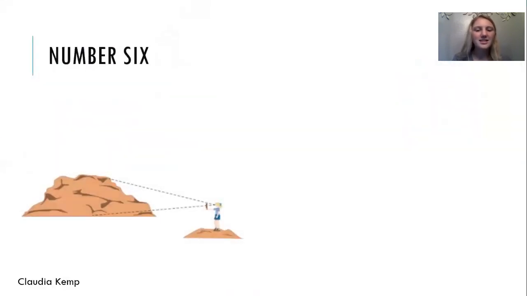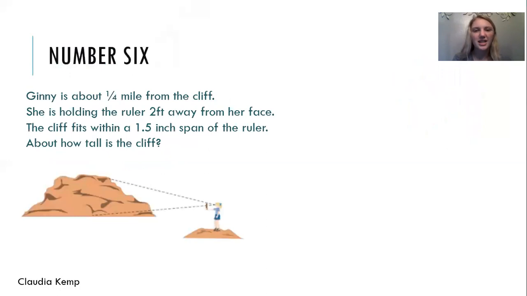And number 6 gives us this picture of a student. Her name is Jenny. She's about 1/4 of a mile from a cliff. She's holding a ruler 2 feet away from her face, and the cliff fits within a 1.5 inch span of the ruler. About how tall is the cliff is what we are asked.